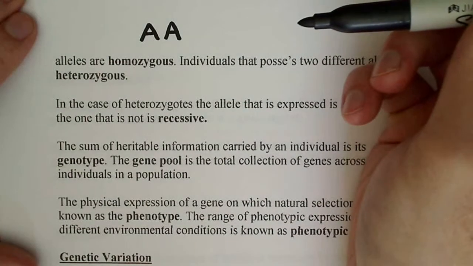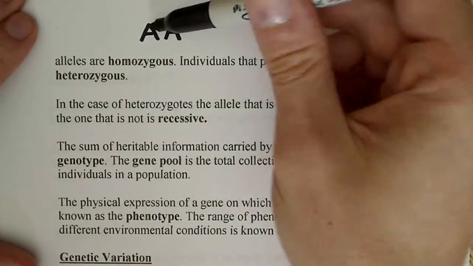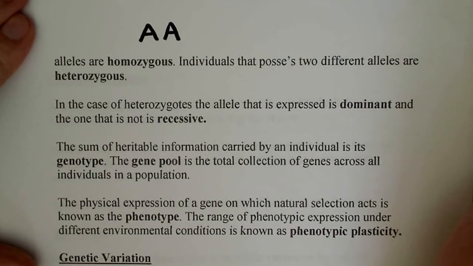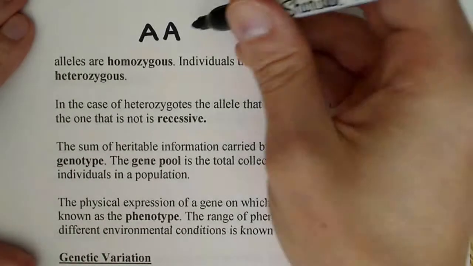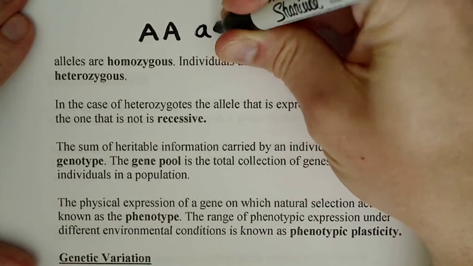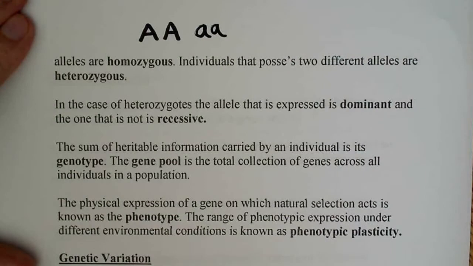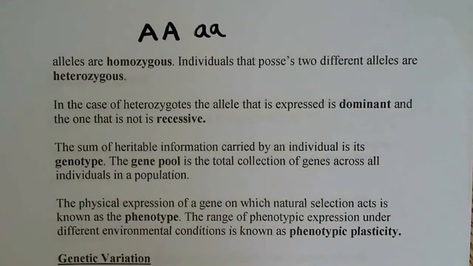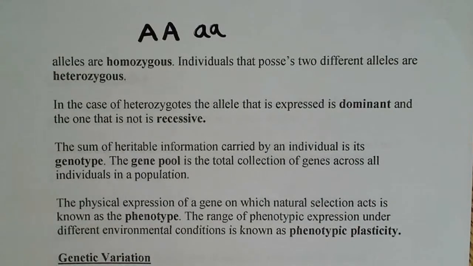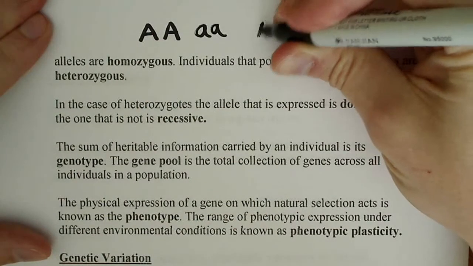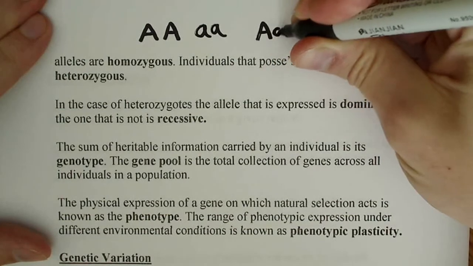That's what we're talking about here. So they possess two like pairs. So two big A's. So they're homozygous, okay? And this would be called homozygous dominant, and then you could have homozygous recessive, where you would have a little a and a little a, okay, to represent that. And individuals that possess two different alleles are heterozygous. So that's where we get individuals that have, say, big A, little a, okay?